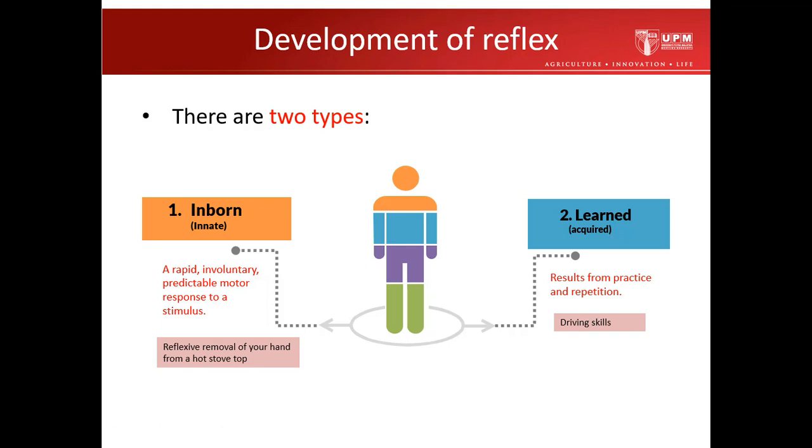The second type is the learned or acquired reflex. This type of reflex requires practice and repetition, for example, how to drive a car. In order to be good at driving, you need constant practice and repetition to be good at it.